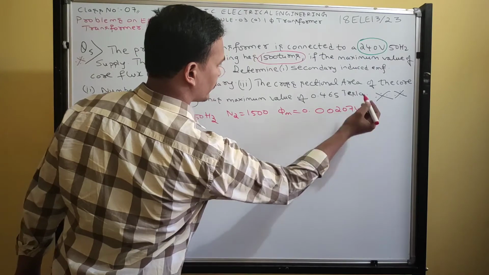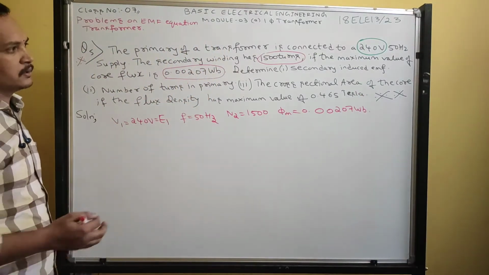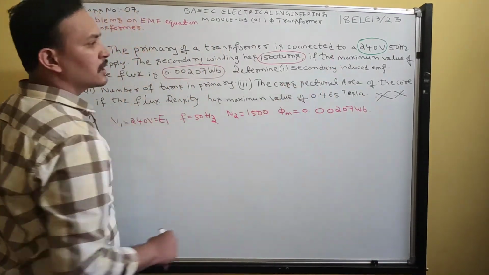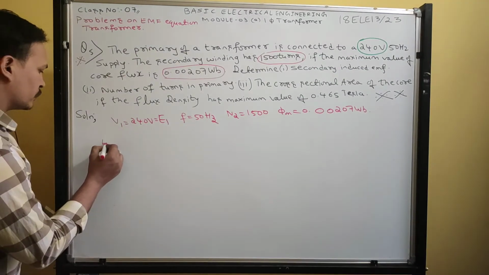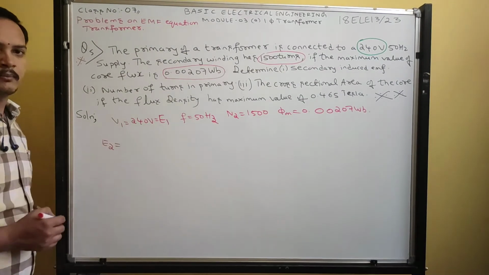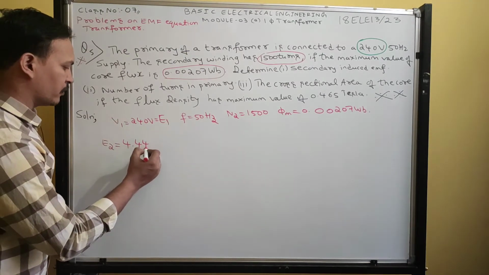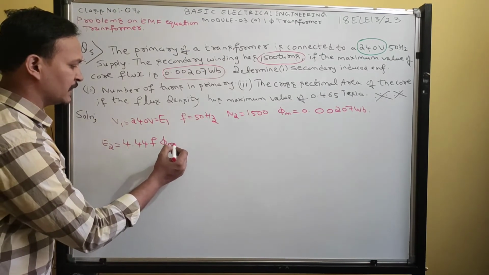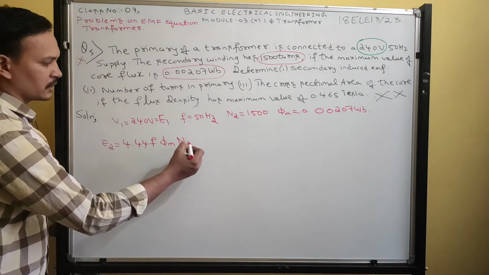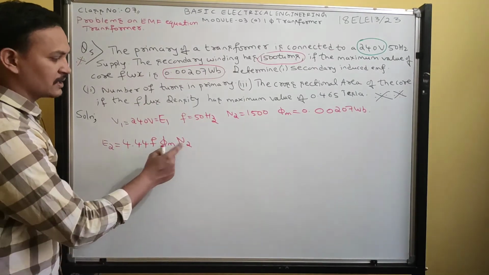With this available data, they asked to determine the secondary induced EMF. So E2 can be calculated by using the EMF equation formula: E2 = 4.44 f Φm N2. Now you should take N2. Now all data is given.